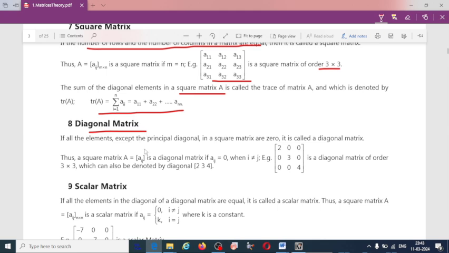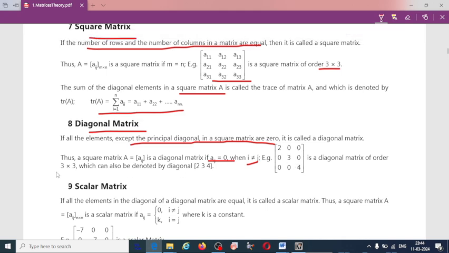Diagonal matrix. As the name indicates, all the elements except the principal diagonal in a square matrix are 0. It is a diagonal matrix if Aij equal to 0, and here i for rows and j for columns, if we take i not equal to j. This is a diagonal matrix of order 3 cross 3. Then we can denote the diagonal as 2, 3, 4, the numbers.